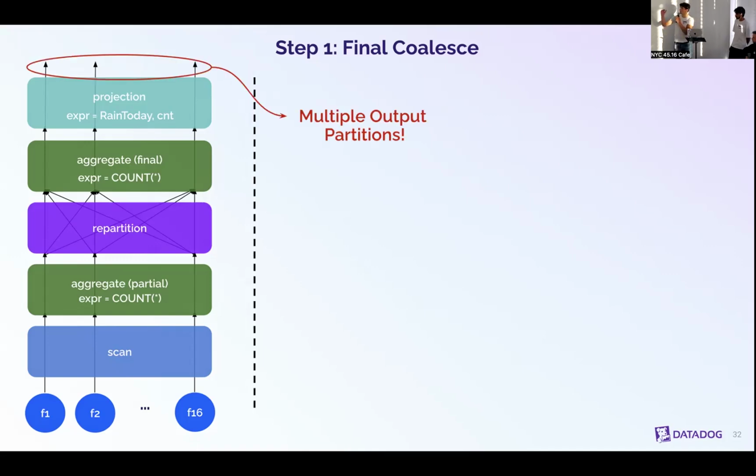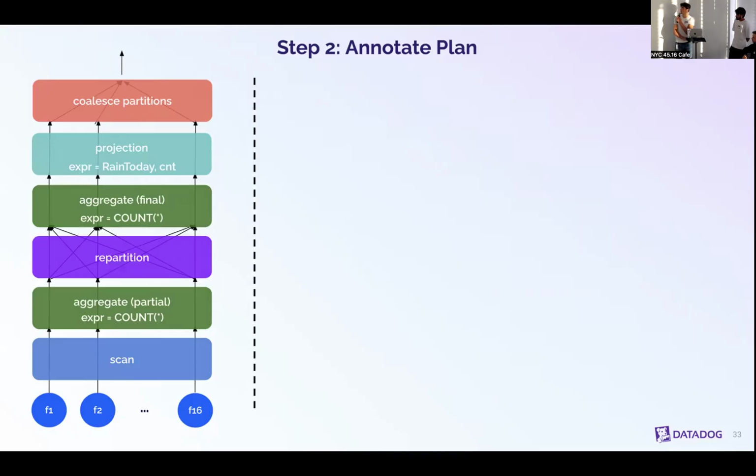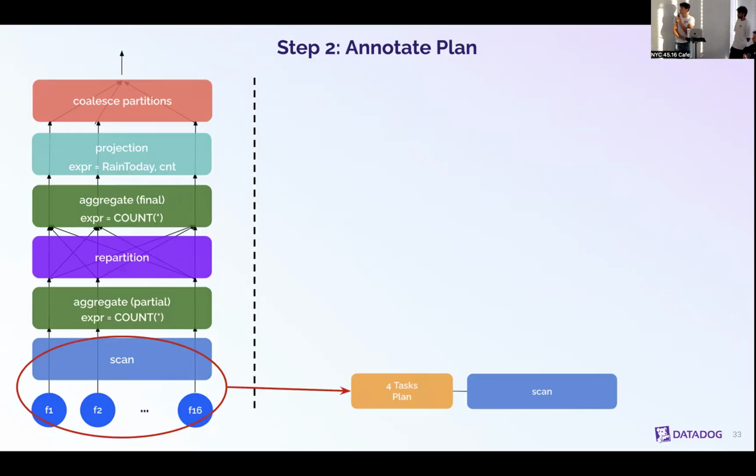As you can see at the top of our physical plan, we have multiple output partitions. Because we need all of our data to end up on a single task or worker at the end of our query, we'll insert a coalesce partitions to ensure that all of our data gets onto a final worker for the results. Now we get into annotating our plan, which is the bulk of the logic here. This is a bottom-up traversal starting at the scan, and we estimate that this scan over 16 files is going to take 4 machines, and we annotate it as a plan node, or just a normal physical plan node.